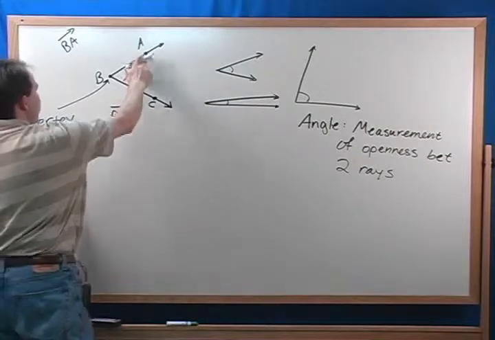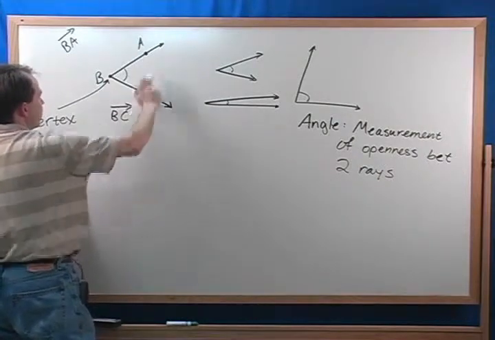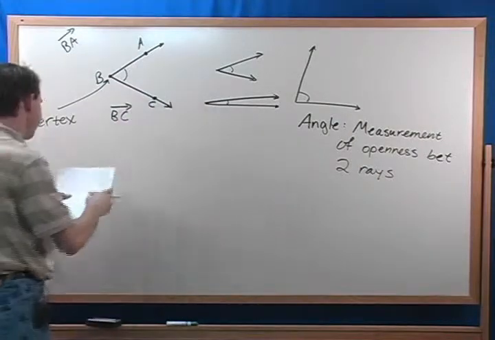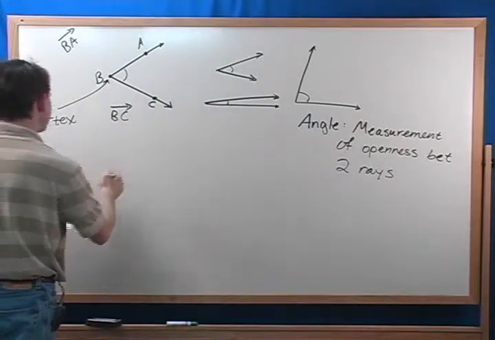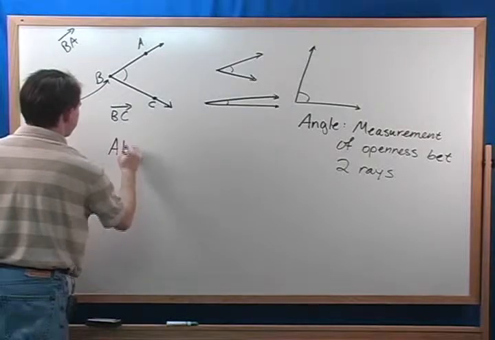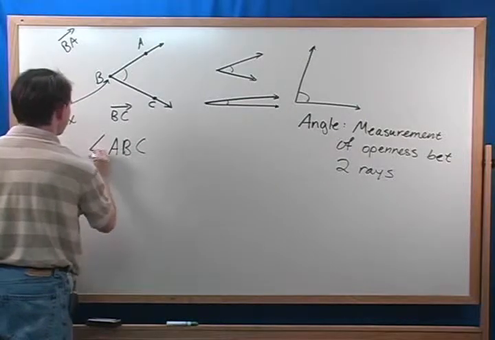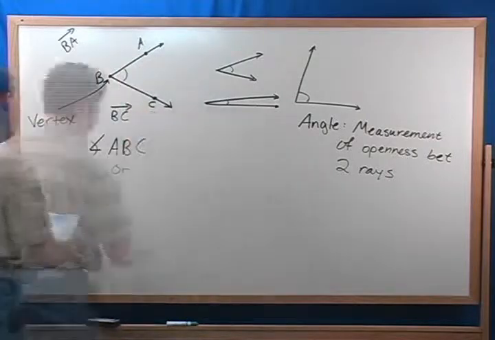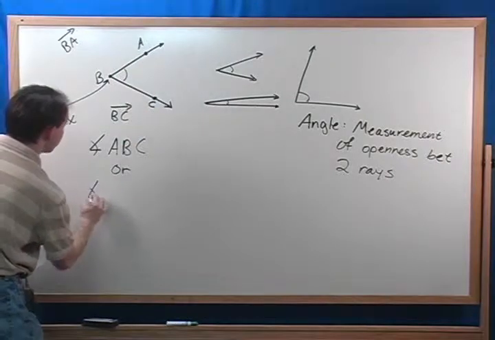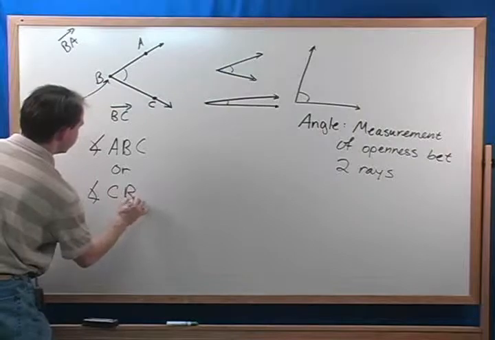Well, it takes 3 points to form an angle, just like we have it drawn here. You have to have a vertex and you have to have your two rays, so there are 3 points. So the way that you would write this angle would be angle ABC, with a little angle symbol in front, okay? Or angle CBA.